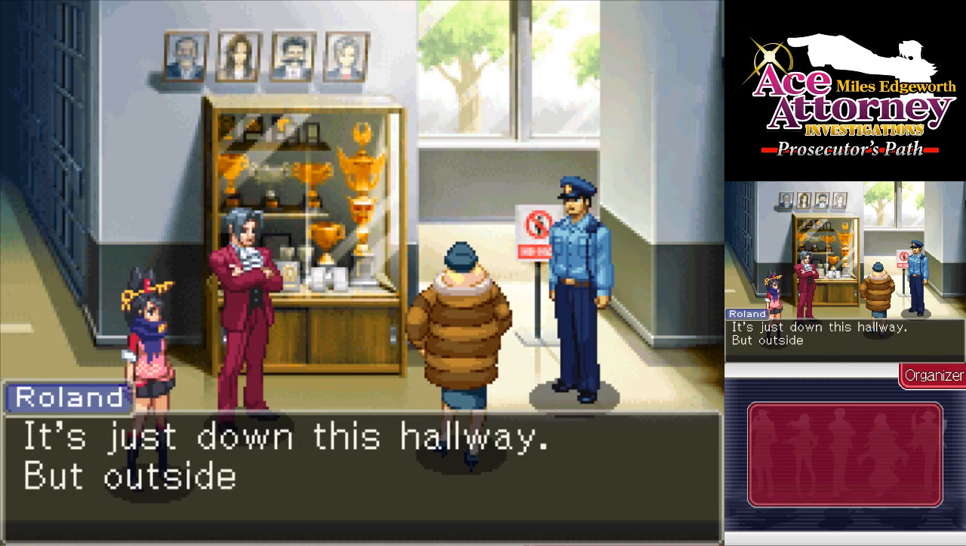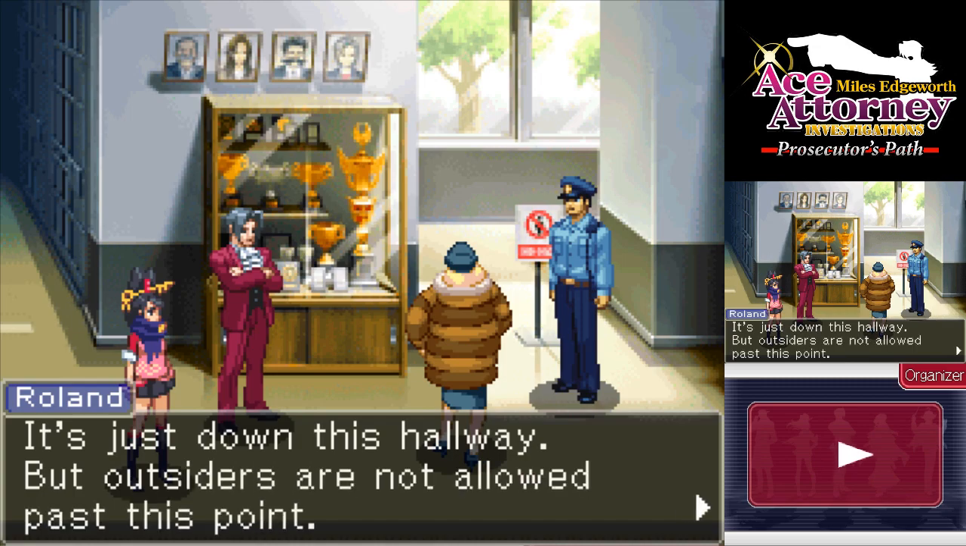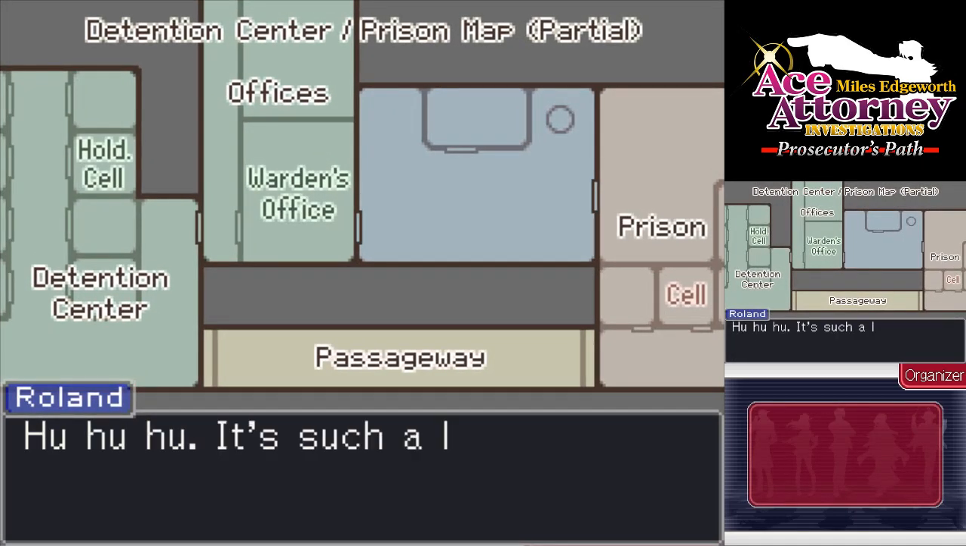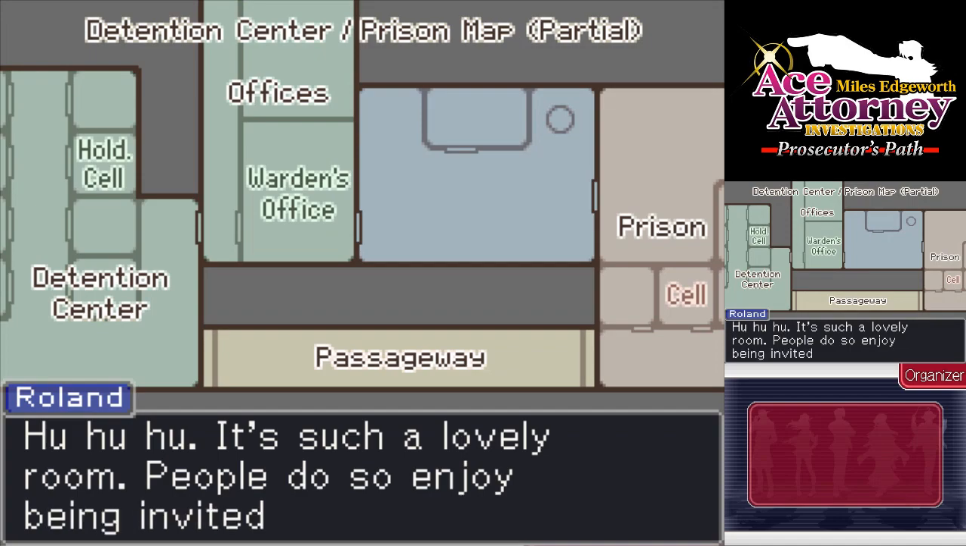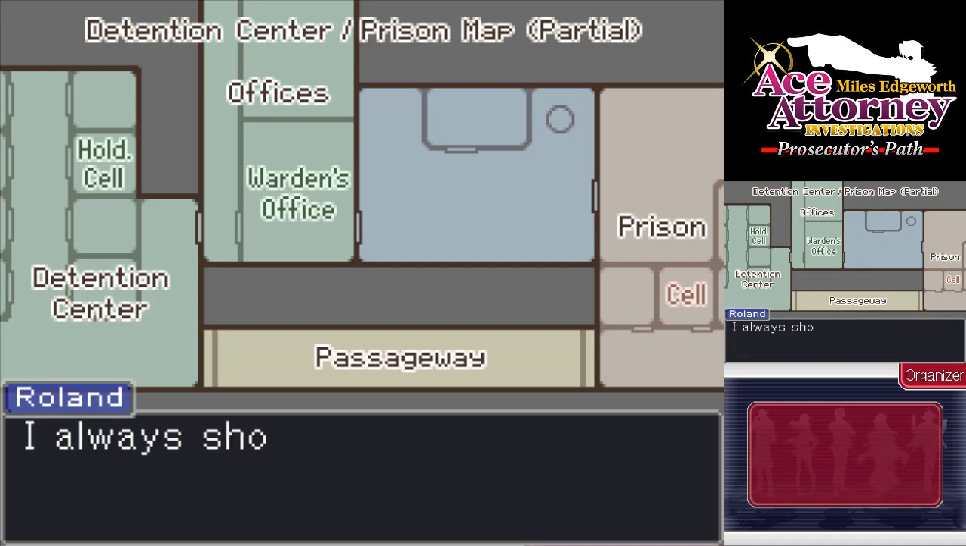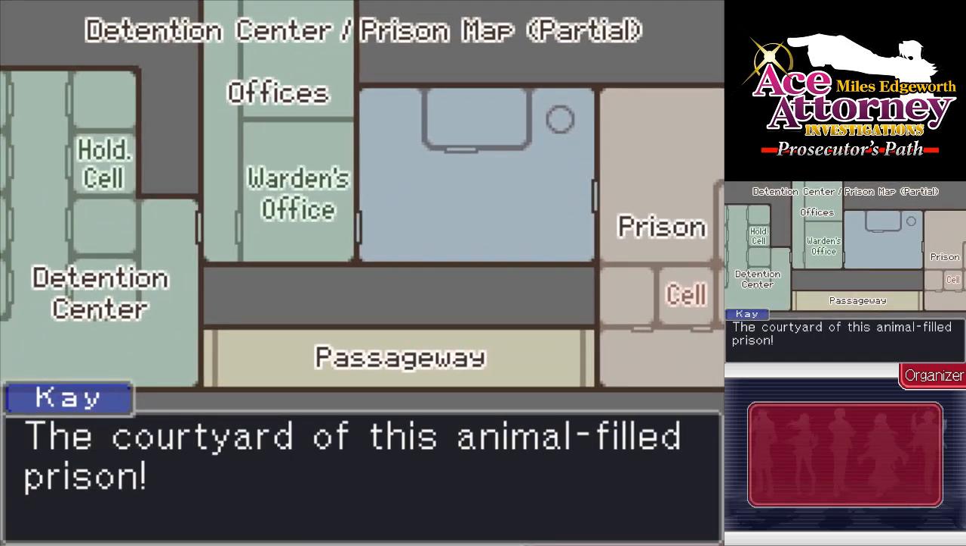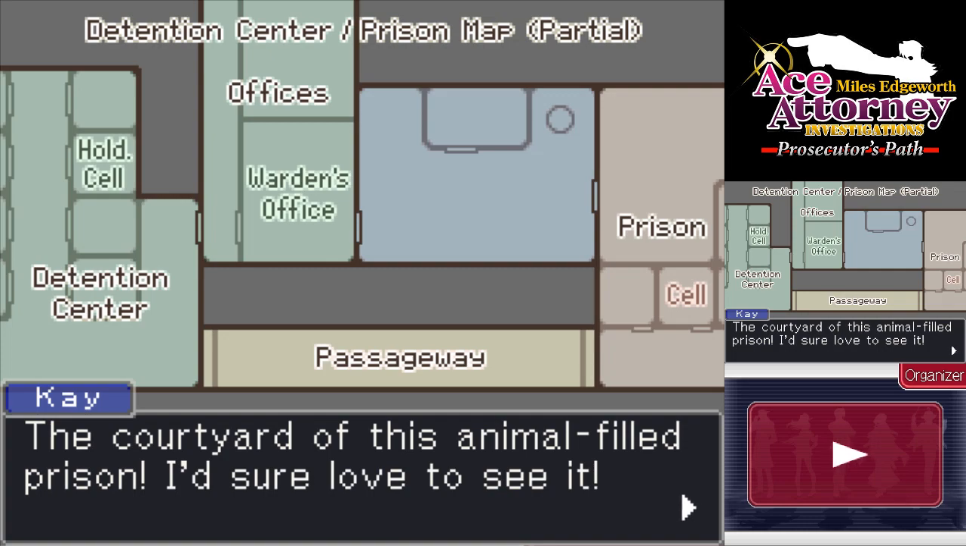It's just down this hallway, but outsiders are not allowed past this point. Down the hallway, so around there. It's such a lovely room. People do so enjoy being invited back there. I always show them the splendid view of my precious courtyard. The courtyard of this animal-filled prison? I'd sure love to see it.